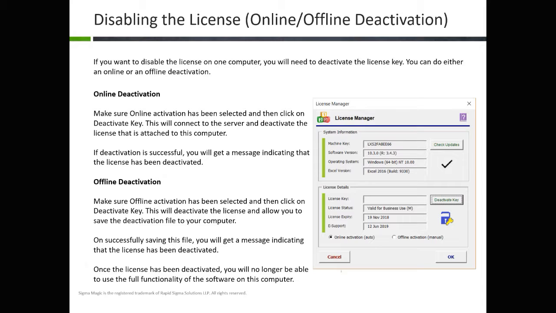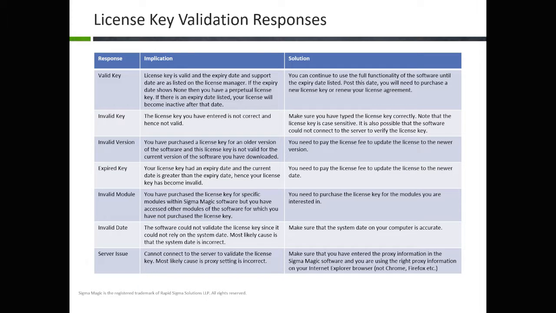Following are some error codes you may encounter when you try to activate the license key. The first type of error is invalid key, when you enter an incorrect license key to activate the license. You need to double check if you entered the license key correctly. Note that the license keys are case sensitive, which means that the letters capital A and small a are different.